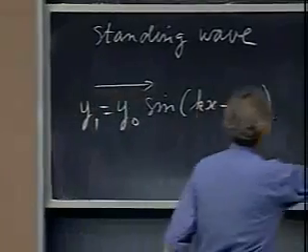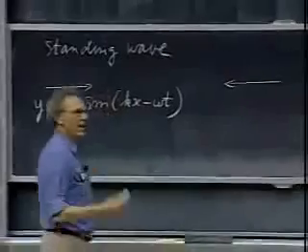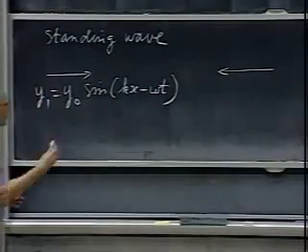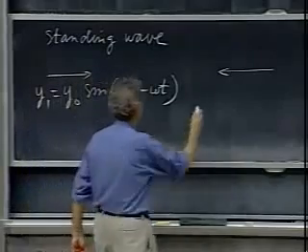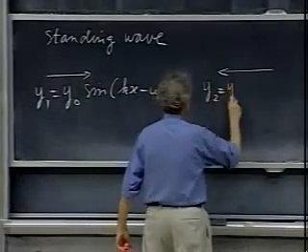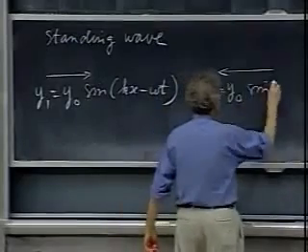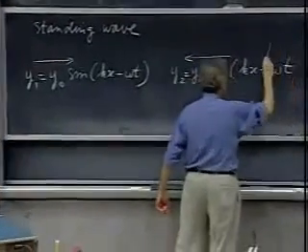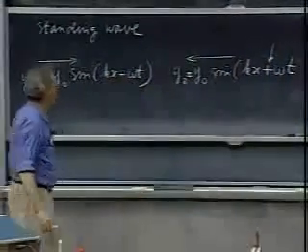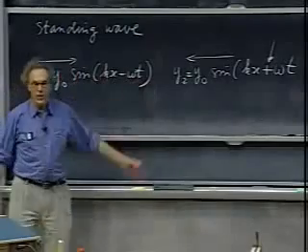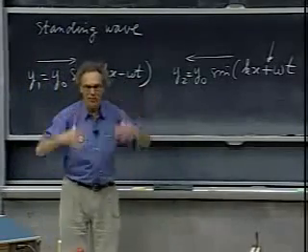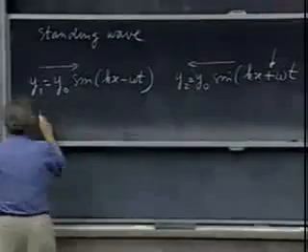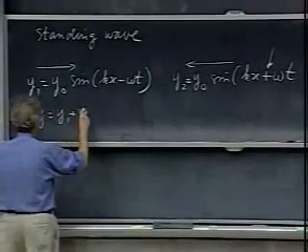But I have another wave. And the wave is exactly identical in terms of amplitude, in terms of wavelength, in terms of frequency, identical, but it's traveling in this direction. And so this is y2, which is y0 times the sine of kx plus omega t. This plus sign tells me it's going in this direction. And so if this is a string, the net result is the sum of the two. So I have to add them up. So y is y1 plus y2.